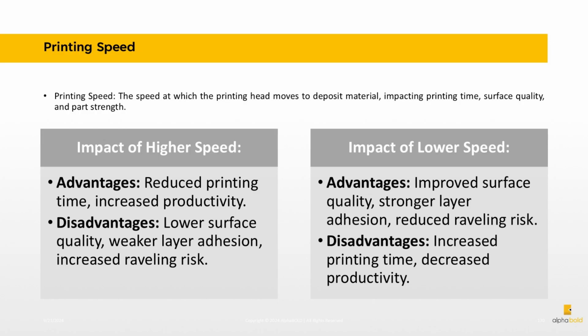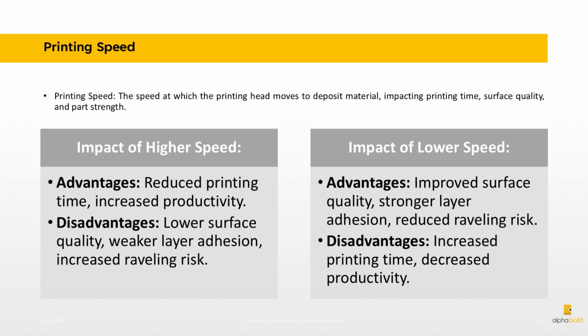Printing speed and raveling. Printing speed, the speed at which the printing head moves to deposit material, impacting printing time, surface quality, and part strength. Impact of higher speed. Advantages: reduced printing time, increased productivity. Disadvantages: lower surface quality, weaker layer adhesion, increased raveling risk.